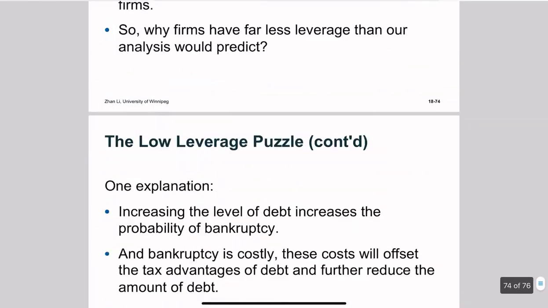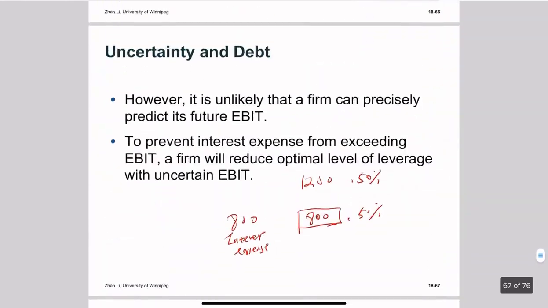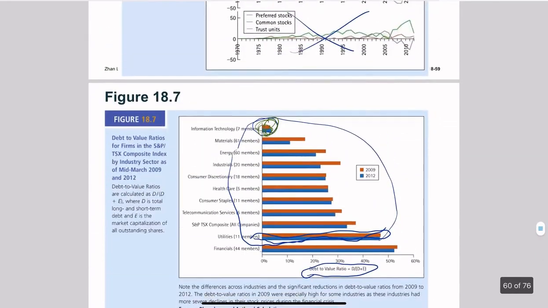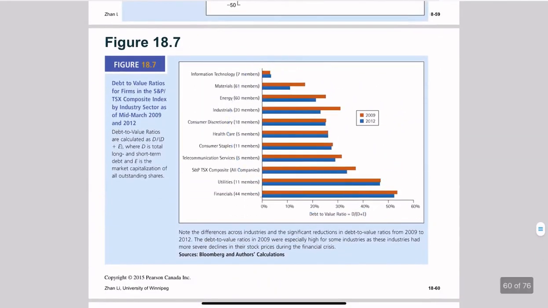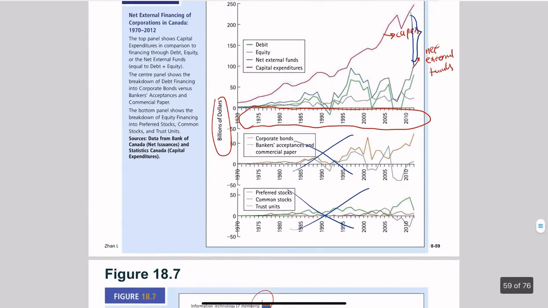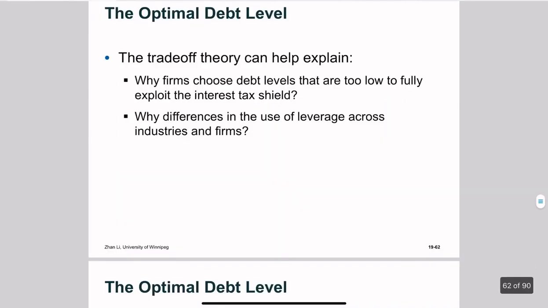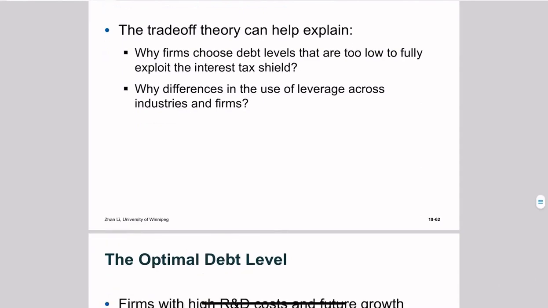And then we also have other observations. So for example, in this picture, we find different industries have very different leverage ratios, right? For technology, it's very low. For financials and utilities, these two industries have quite high debt to value ratios, right? Close to 50%.